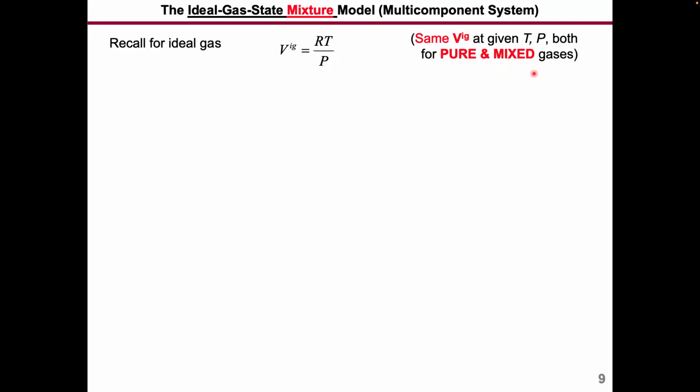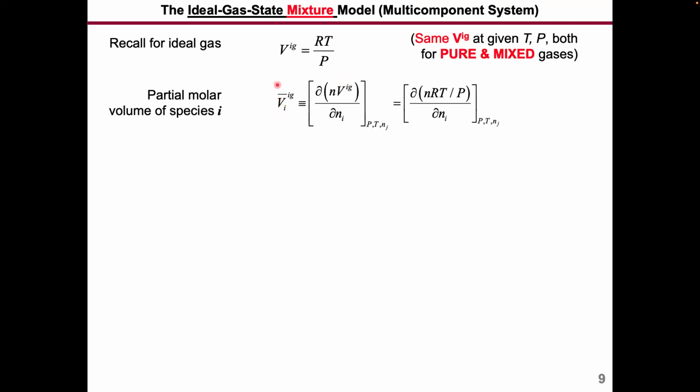So it doesn't matter what your gas identity is, gas A or gas B, they all have the same molar volume, right? So V^IG is always going to be equal to RT divided by P, okay? And then if you are talking about the mixture V, and then if we want to calculate the partial molar volume of species i, then you just plug into the definition for your partial molar property: ∂(nV^IG)/∂n_i holding n_j constant.